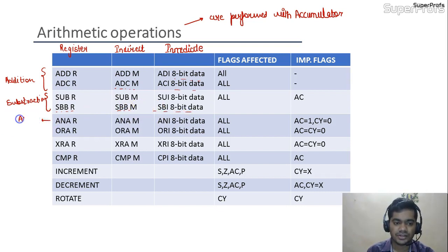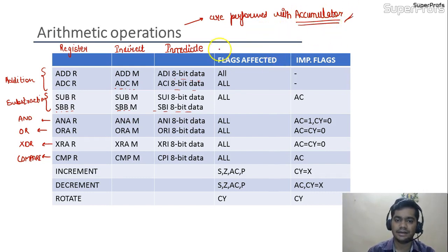This is the AND operation. This is for the OR operation. This is for the XOR operation. This is to compare the register with the content of the accumulator. So the main thing is that we are doing all the operations, all the arithmetic as well as logic operations, with the content of the accumulator.